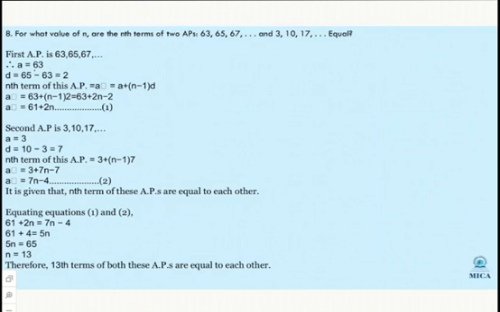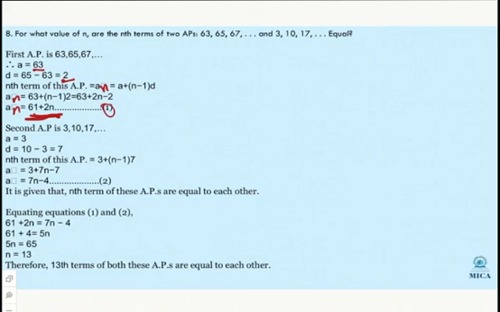For what value of n are the nth terms of the two APs 63, 65, 67 and 3, 10, 17 equal? First AP is 63, 65 and 67. So the first term is 63. The common difference is 2. To find the nth term of an AP, we put the formula an is equal to a plus n minus 1 into d. Hence, an is equal to 61 plus 2n. Let us consider it as equation 1.